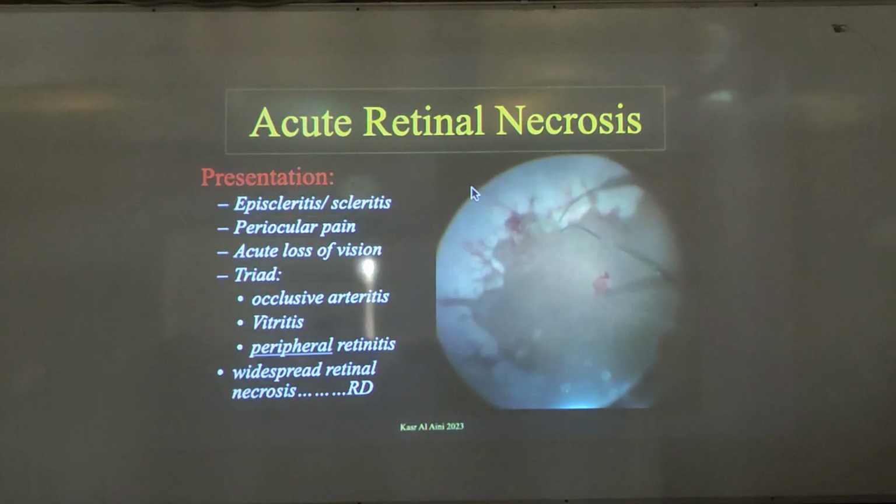So what happens is they get a widespread retinal necrosis taking place mainly at the periphery of the retina. الأبيض ده is nothing but retinal necrosis. Retinal necrosis بتيجي من ايه؟ بتيجي من viral active infection associated with occlusive arteritis.